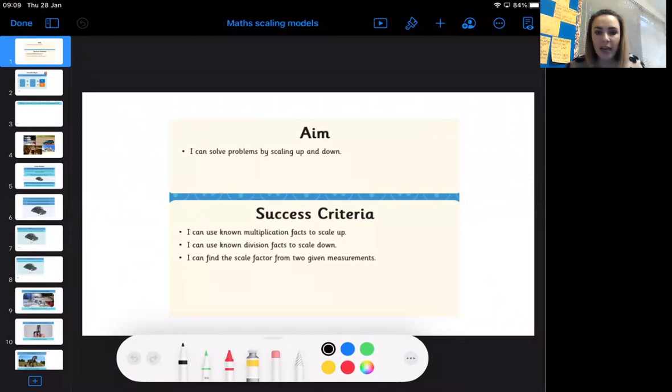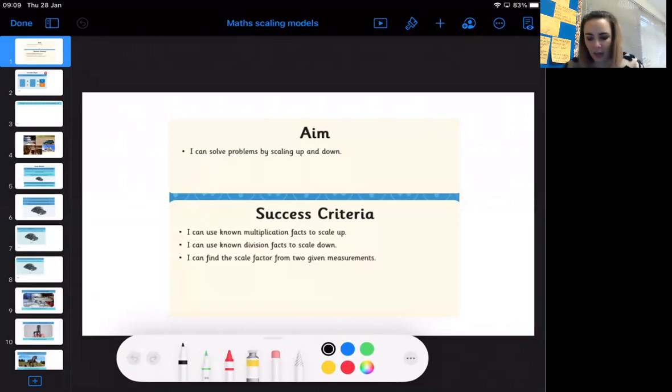Your success criteria today: that you can use known multiplication facts to scale up, like you did yesterday, you used your 2 times table because we were doubling; that you can use known division facts to scale down, like you did yesterday, you divided by 2 when you were halving; and that you can find the scale factor from 2 given measurements. That means the relationship between 2 measurements.